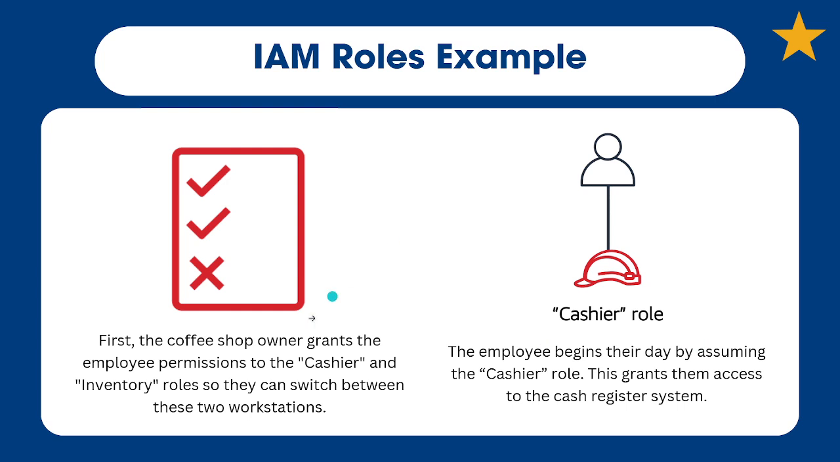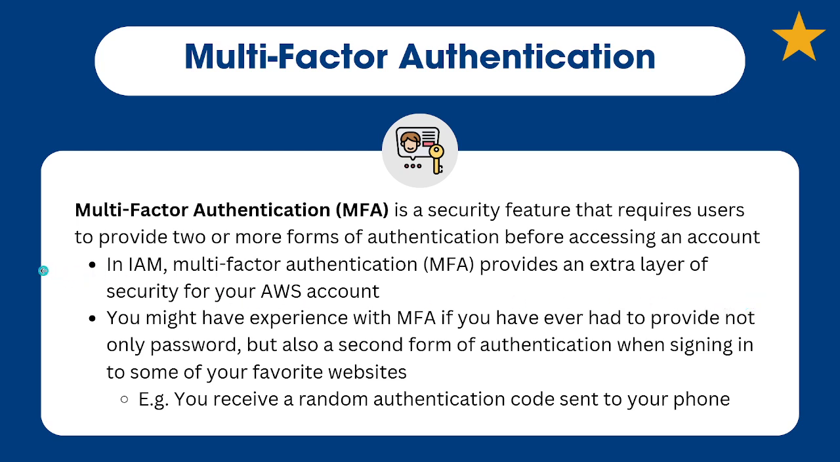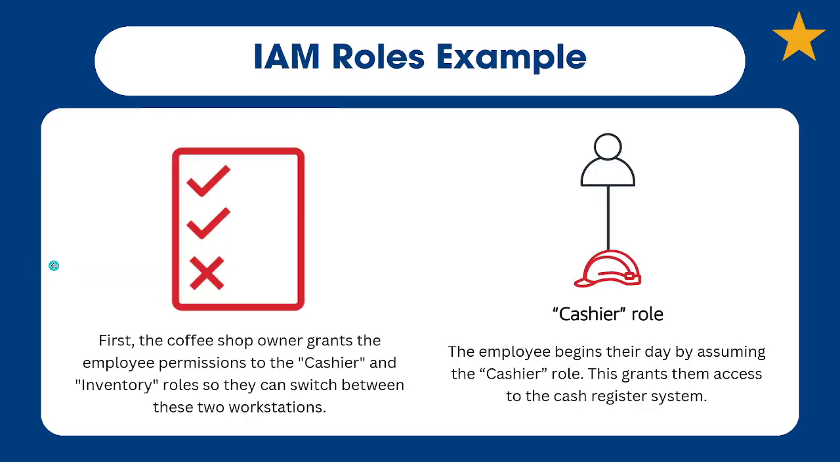So here's a little bit of a diagram, right? Again, changing of hats. First, the coffee shop owner grants the employee permissions to the cashier and inventory roles, so they can switch between those two workstations. They can only have one of those roles at a time. The employee begins their day by assuming the cashier role. This grants them access to the cash register system. If they need to switch later on, they can certainly do that. So, wearing one hat at a time.